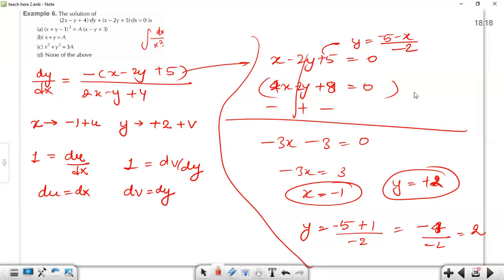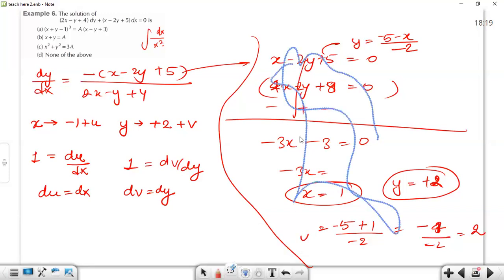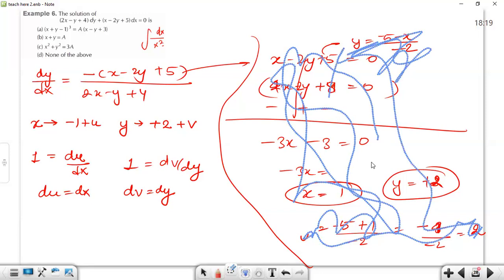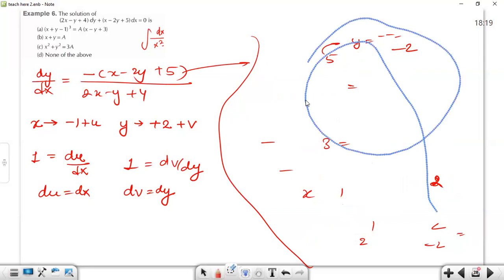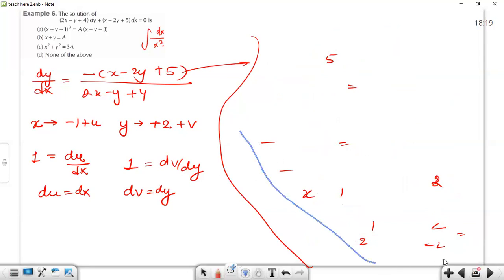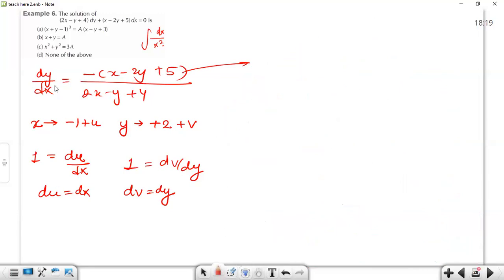Yes, sir. Whatever I have written here is a method to find out what x and y should be substituted with. This is just a method in which we were finding the intersection point between these two straight lines. Great. So now let's substitute.